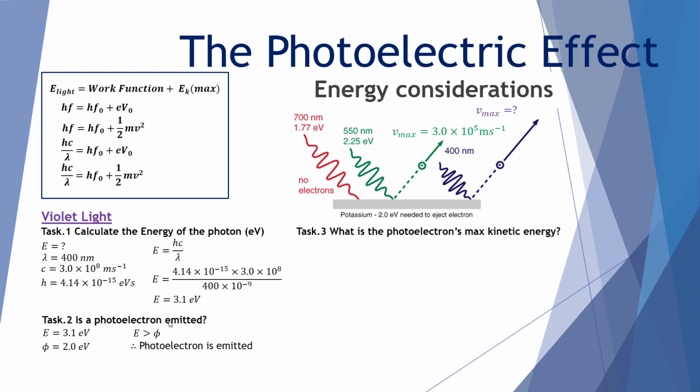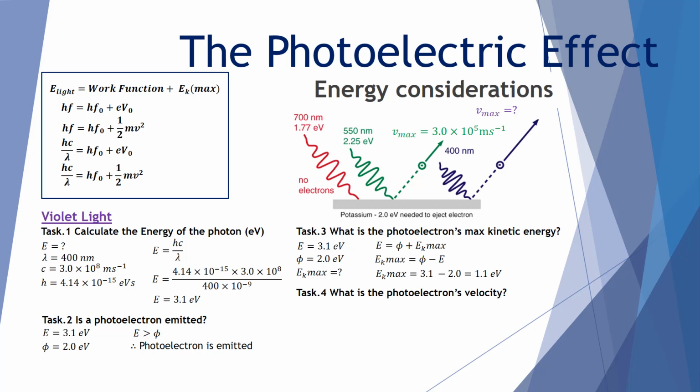So what's the photoelectron's maximum kinetic energy? So the difference between these two, the photon brings in 3.1 electron volts, and the work function requires 2. The leftover will be 1.1 electron volts of energy to be expressed as kinetic energy.